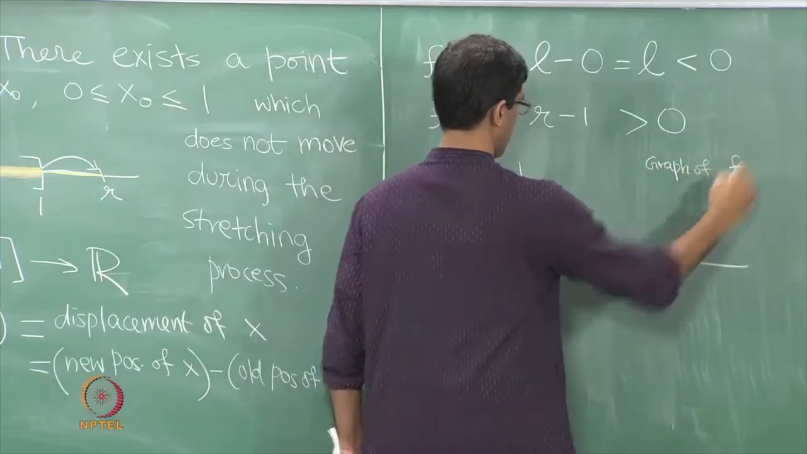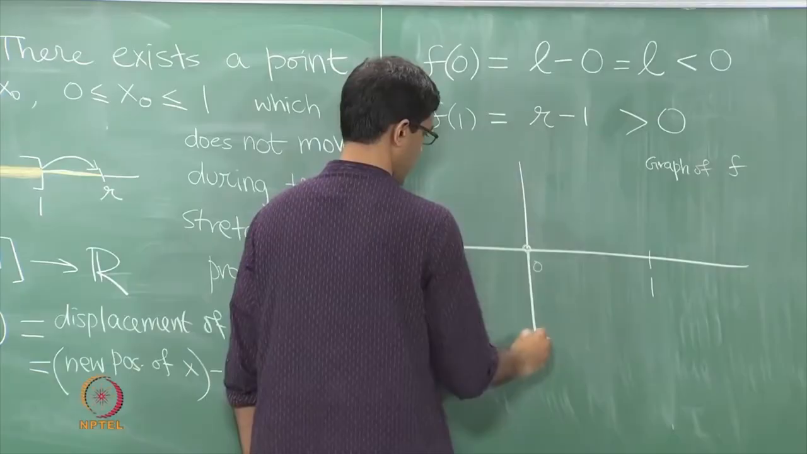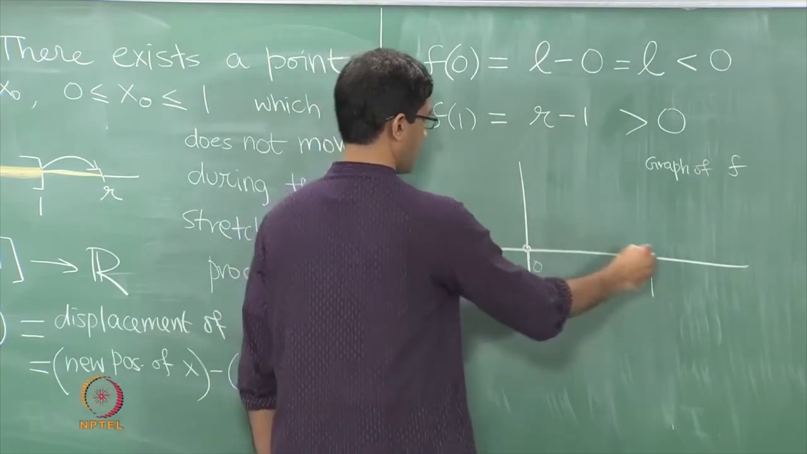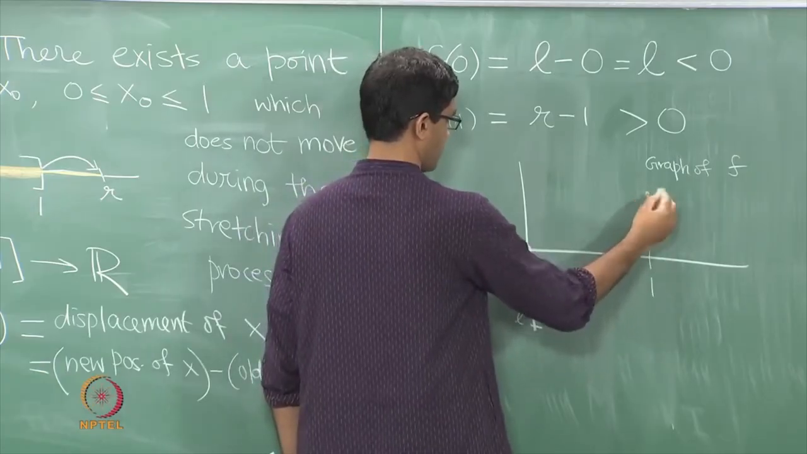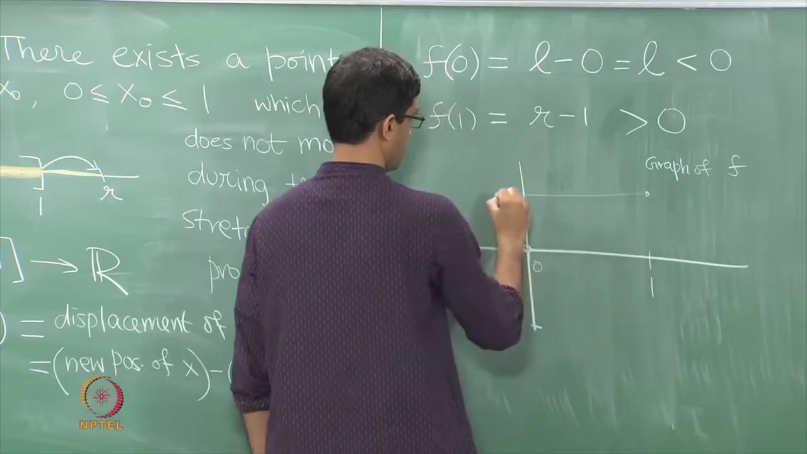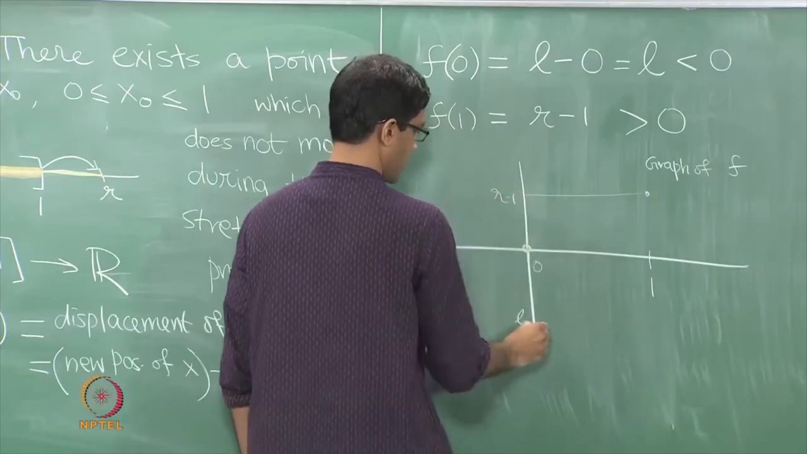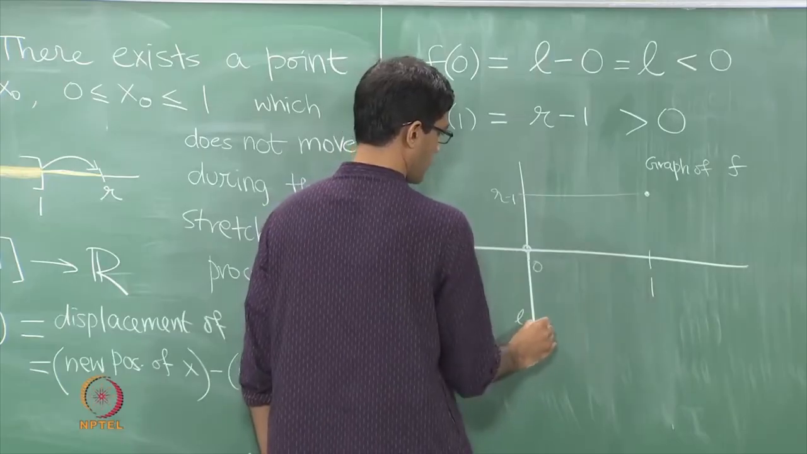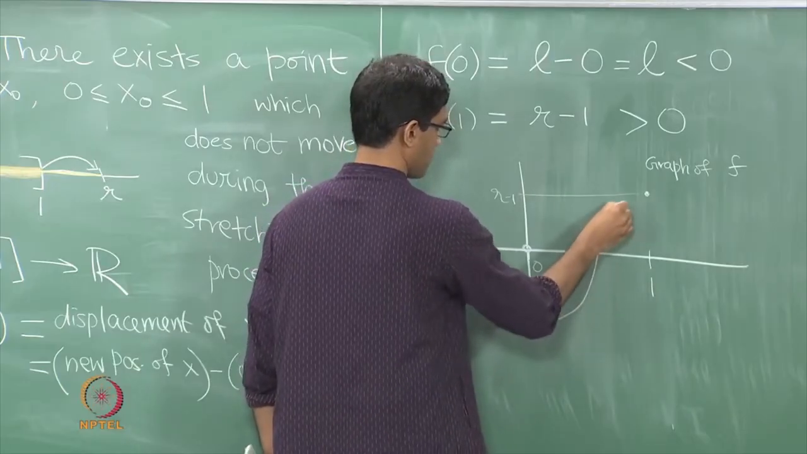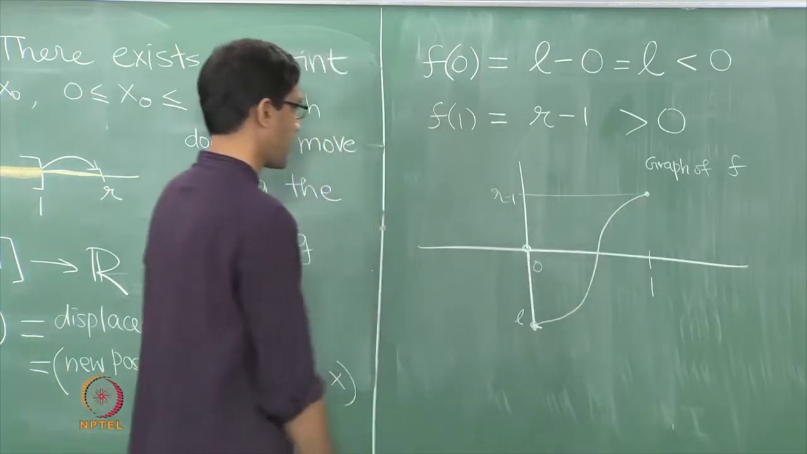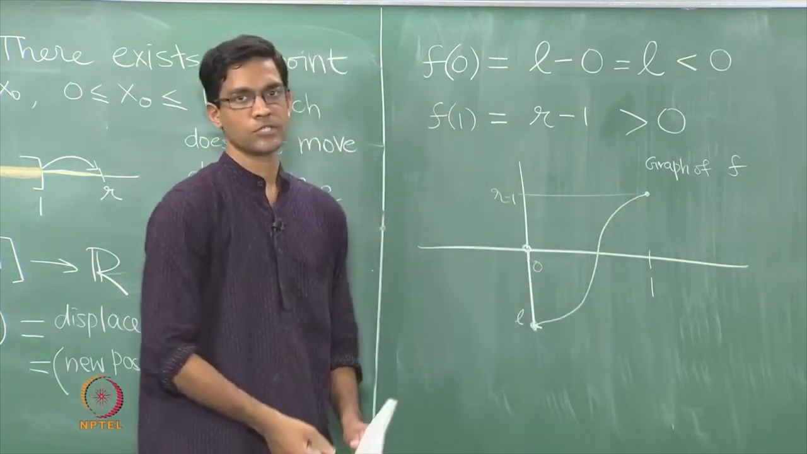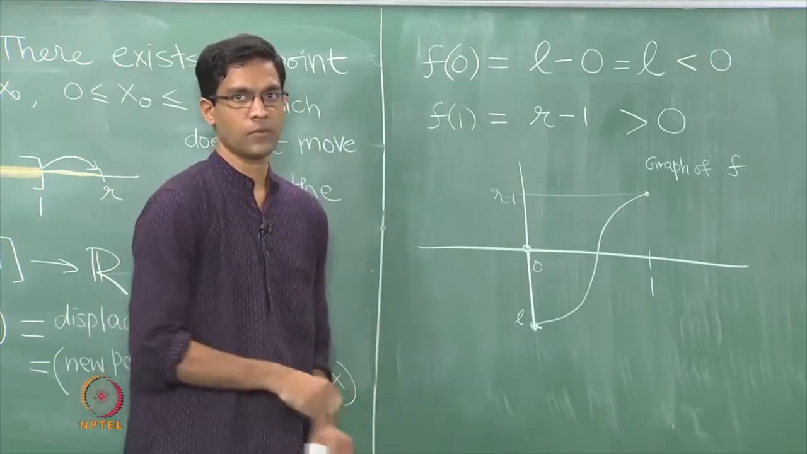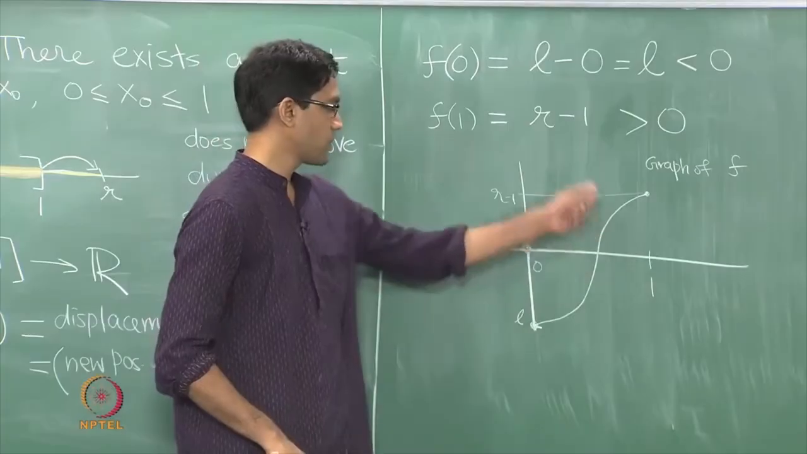So there exists a point x naught at which, since f is continuous, by the intermediate value property, there exists a value of x naught between 0 and 1, such that the value of f at x naught is 0. So 0 is the value c that we are now choosing. It's the value between the two endpoints. Okay? So there is a point at which f takes the value 0.